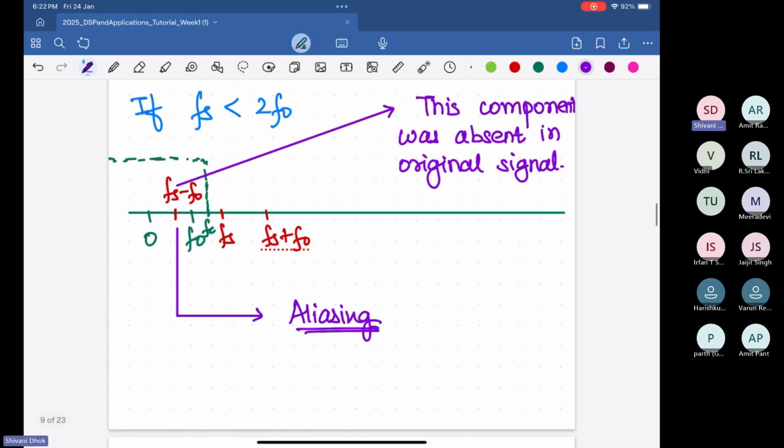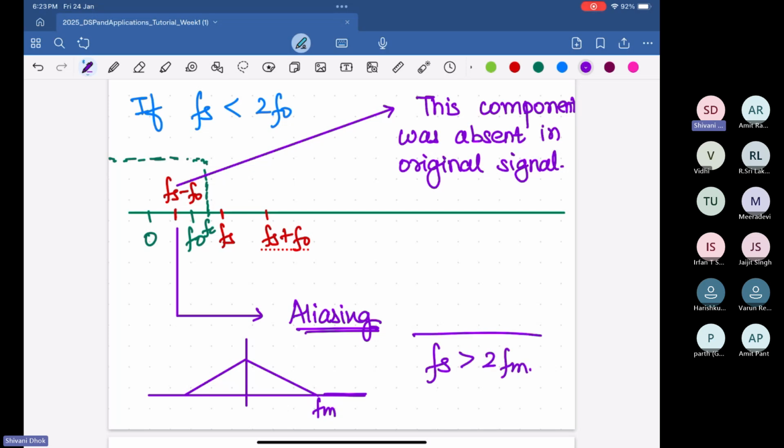So for any particular signal which has a maximum frequency, or which has a frequency domain representation as something like this, that is, it has some maximum frequency and is 0 afterwards, in that situation, the sampling frequency should be greater than 2 times this maximum frequency. This particular relation is known as the Nyquist sampling theorem. And this is the condition which we use to choose the sampling frequency for our particular system, for our particular signal.